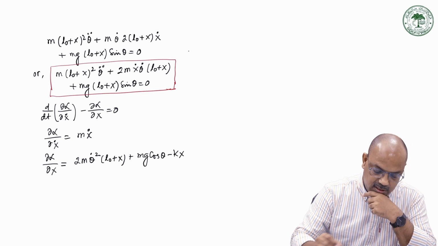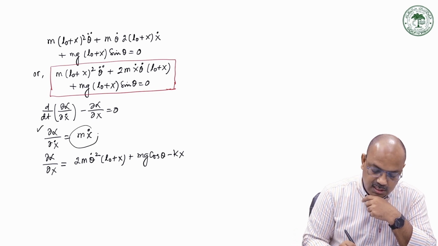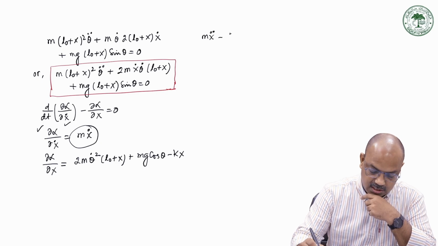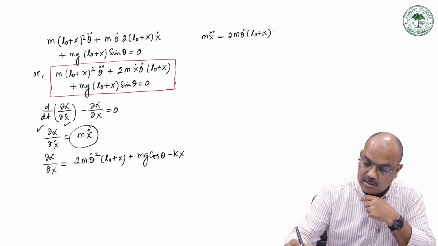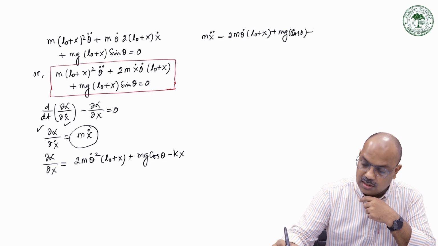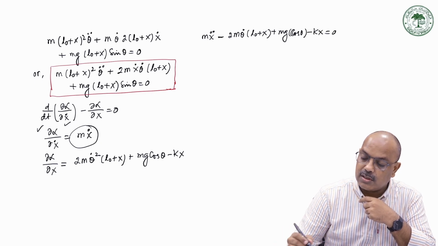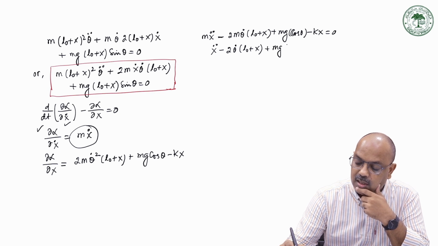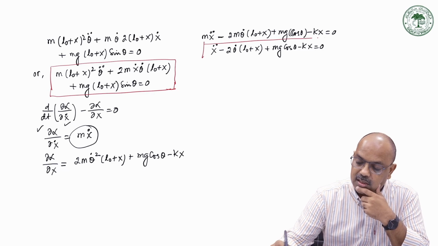Now I put it in this equation. d/dt of m x dot is going to be m x double dot, and then minus twice m theta dot squared times L0 plus x, plus m g cos theta, and then minus k x, equal to 0. So from here you can have x double dot minus twice theta dot squared L0 plus x plus g cos theta minus k by m x equal to 0. So this is my second equation of motion.